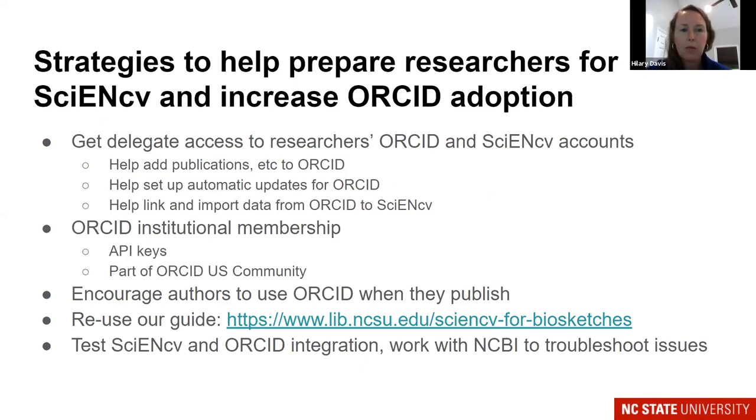So we'll wrap up with a summary of the kinds of things that we've been doing, and perhaps these are the sorts of things that others might want to consider taking on to help their campuses get ready for this change. So before we got an ORCID membership, we worked on a small scale by taking delegate access to help researchers complete their ORCID records. And we basically did this by taking their CVs and manually adding publications into their ORCID records, again, at a small scale.